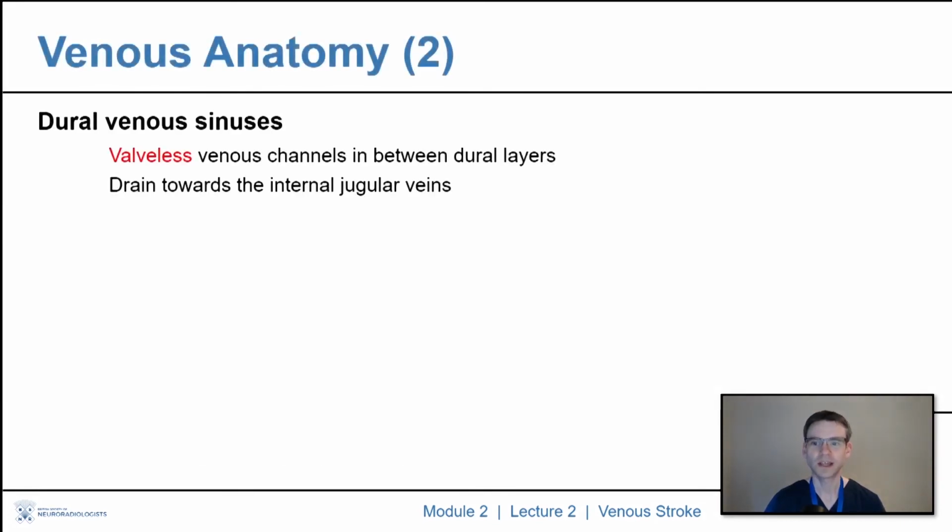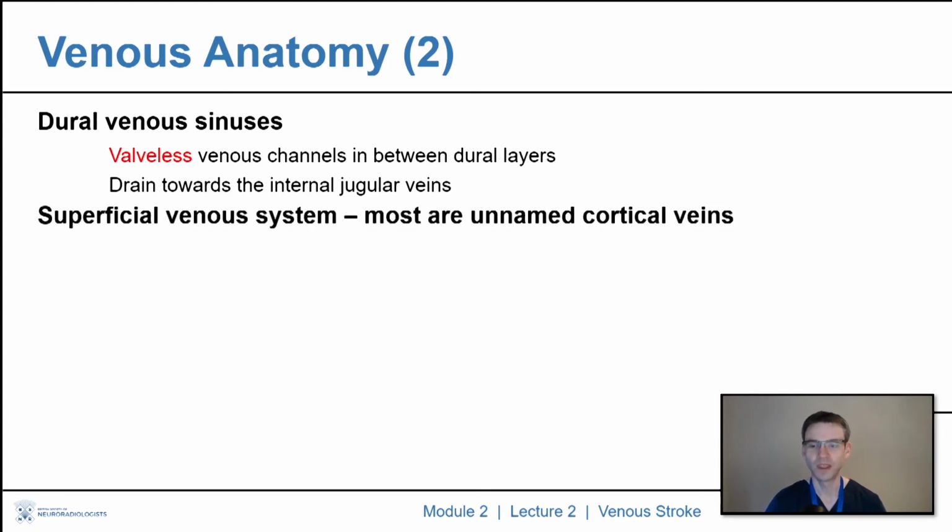So dural venous sinuses, it's important to remember that they are valveless venous channels that are in between the dural layers, and because they're valveless, it is possible to have reversal of the normal flow. And normally they drain towards the internal jugular veins. We've got a superficial venous system, and most of the veins involved in this are unnamed cortical veins. There are some large named veins, some of which are anastomotic.